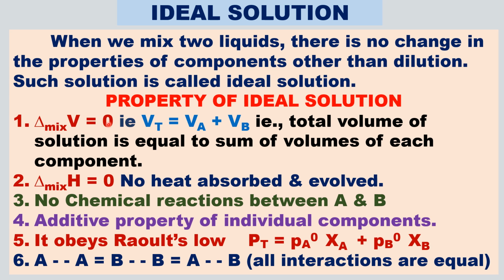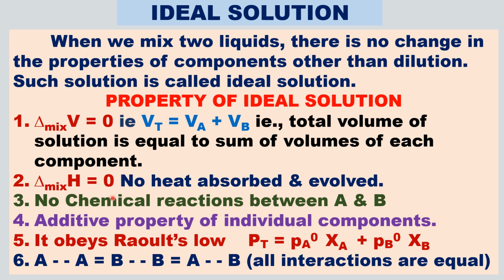Delta V mix equals 0. That is, the total volume is equal to the sum of the volumes of each component. For example, take ethyl alcohol 10 ml and water 10 ml, then Vt equals Va plus Vb. Second, no heat is absorbed or evolved, therefore delta H equals 0.